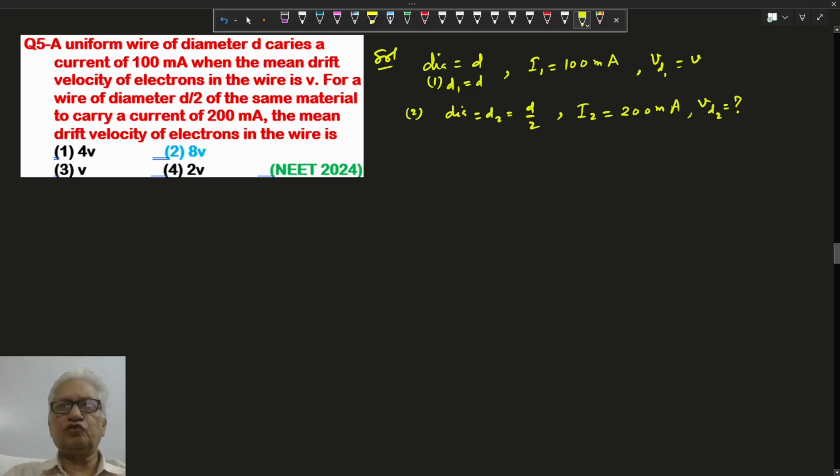So we know the formula I is equal to N A e V_d. So V_d, the drift velocity, can be written as current I upon N A e.